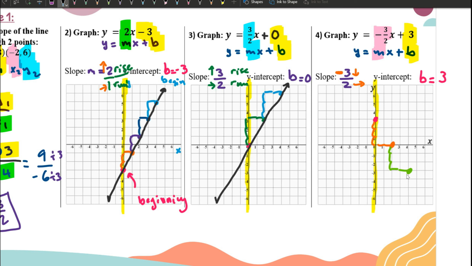Okay, maybe one more time. I have room. 1, 2, 3, and over 2. Alright, so that's it. We're going to draw the line to go through those points right here. Okay, that's it for the quizzette.